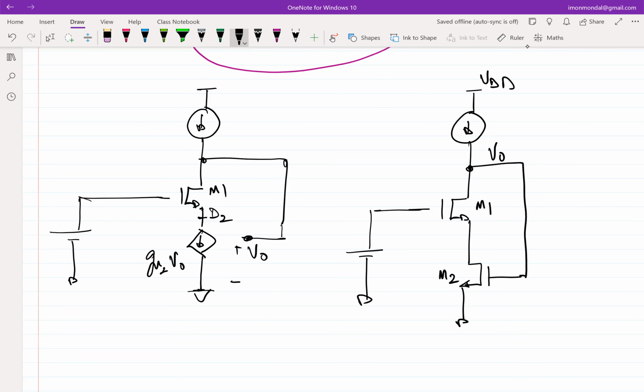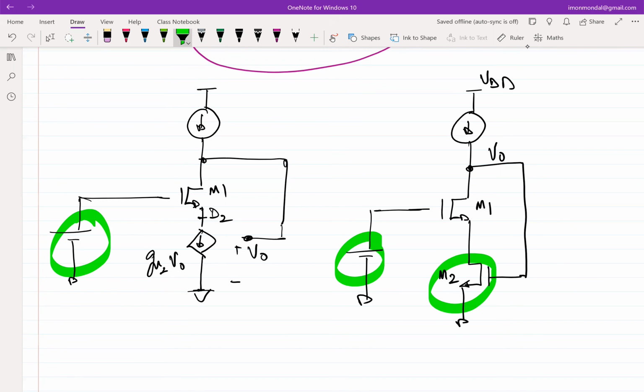Once you replace the GM2 with a MOSFET, this is the configuration that you end up with. But note that I haven't yet applied any bias. Even though I have shown a bias here, I haven't yet established what that bias needs to be. We are not even sure whether this M2 is biased properly, or we'll have to do something to get it to be biased properly.